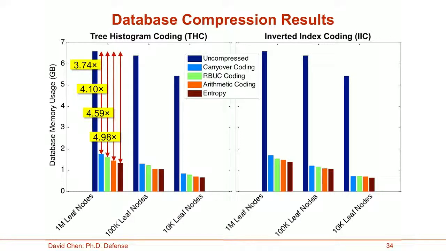We also measure the information theoretic lower bound, which is the entropy. Here we can achieve a 4.9 times reduction. We see that our 3 practical coding methods are not far from the lower bound and from each other.